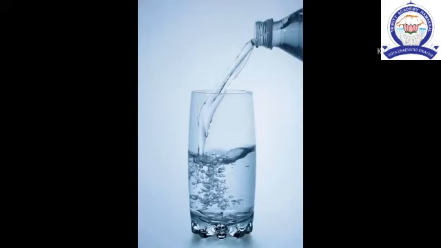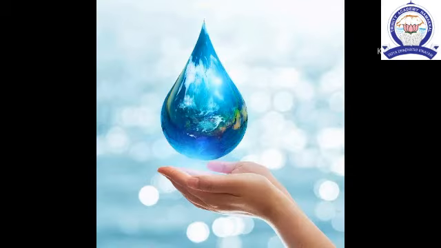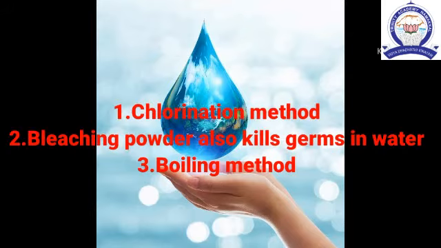So, we must purify the water to make it safe for drinking. Though we can obtain clean water by first one is chlorination, second one is bleaching powder, which also kills germs in water. Next method is boiling method.